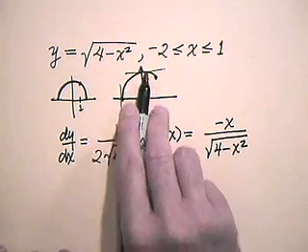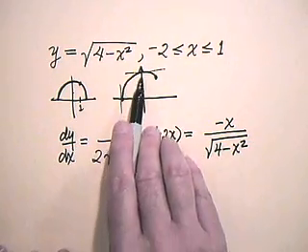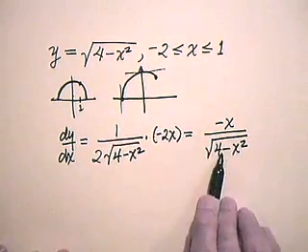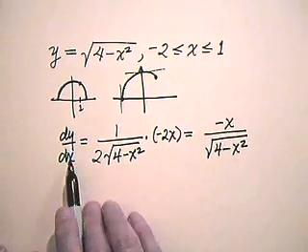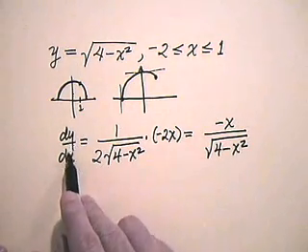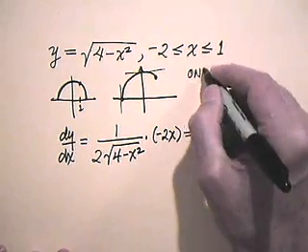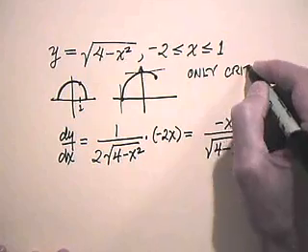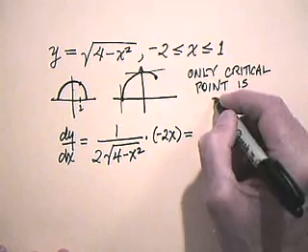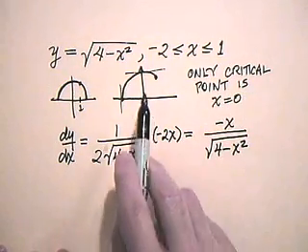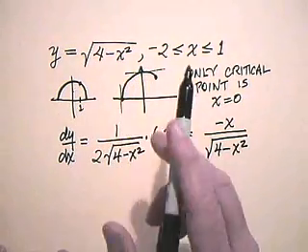But as far as the interior values are concerned, the derivative is defined everywhere, and so the only critical point is where it's 0. Well, notice the only way it can be 0 is for the numerator to be 0, and that gives value 0. So consequently, the value dy/dx will be 0 at x equals 0 and only then. So the only critical point is x equals 0. At that critical point, we see we get the maximum value. The value at the critical point is 2.